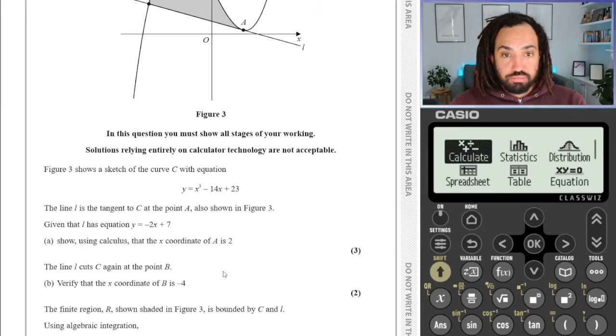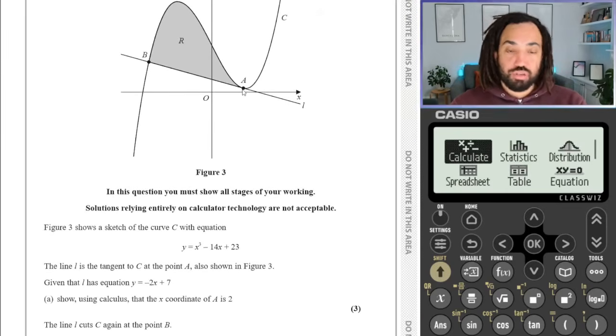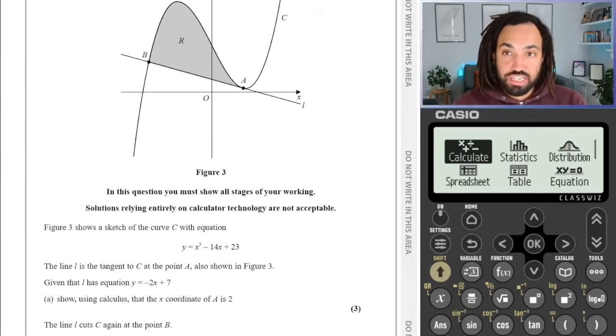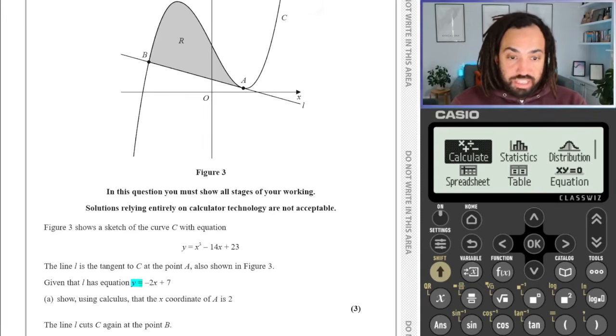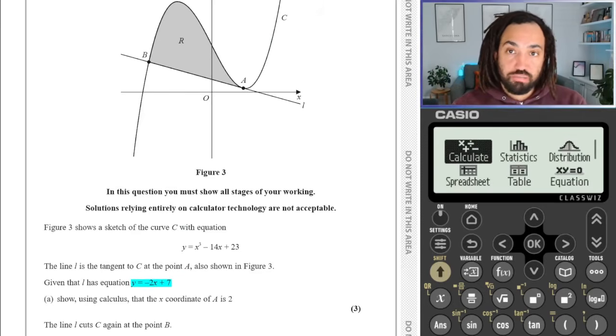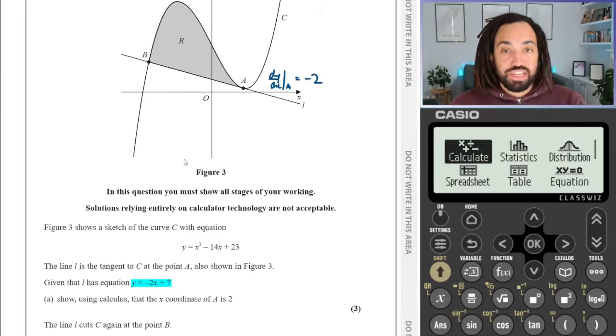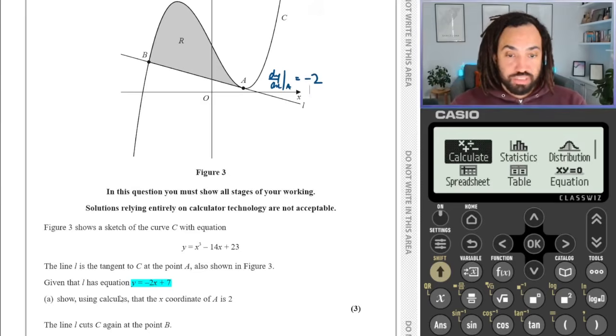Okay, so it doesn't say that A is a minimum point, so we don't know that. But what we do know about A, because we know the tangent is this at A, we know therefore the gradient at A, so the dy by dx at the point A must equal the same gradient as the tangent line, so it must equal -2. So that is what we're going to use, and that is why it says using calculus.